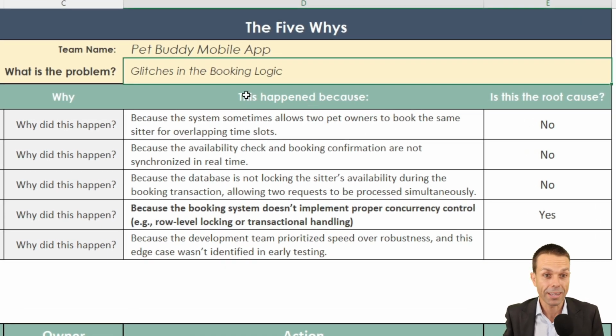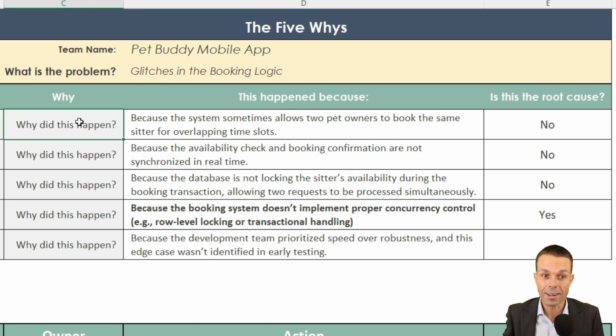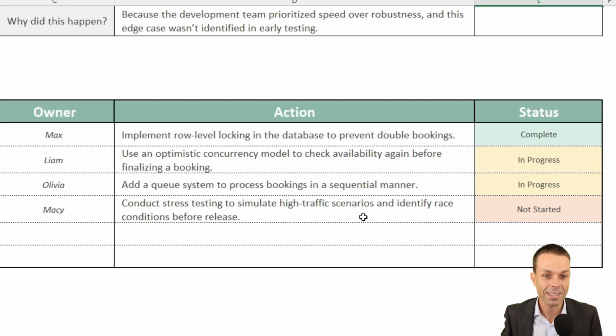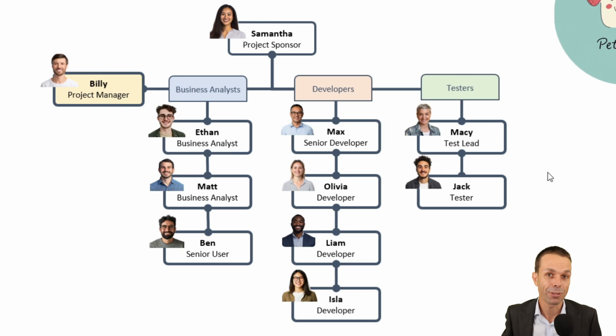And this is what it looks like here. So glitches in the booking logic. Why did it happen? Because it allows 2 pet owners to book at the same sitter for overlapping time slots. So that's not very good. But is that the root cause? No. Until we get to the answer of the booking system doesn't implement proper concurrency control, which is something that we actually could implement in this particular mobile app. So if we do that, is that going to solve the real root cause of the problem? And the answer is yes. So once we've figured out the root cause, we can take some actions. And then we know Macy and Jack have done a wonderful job in quality for this mobile app, Pet Buddy.